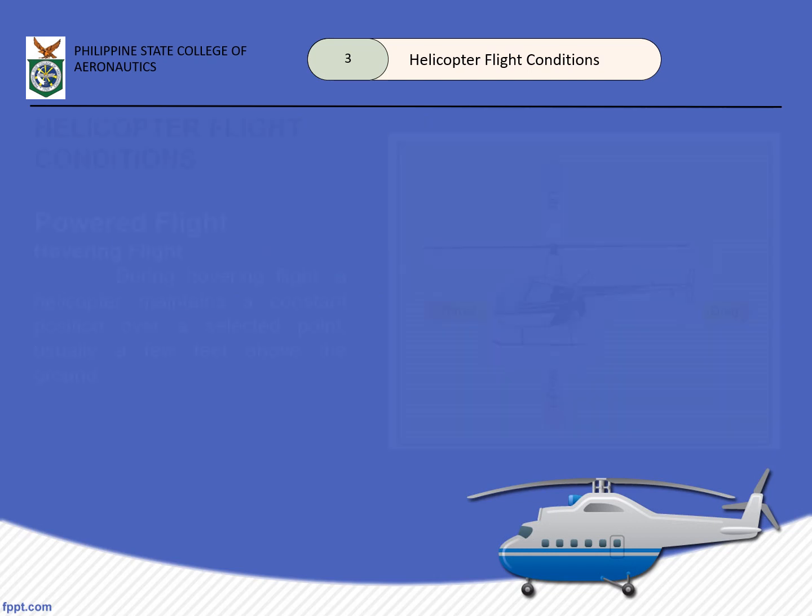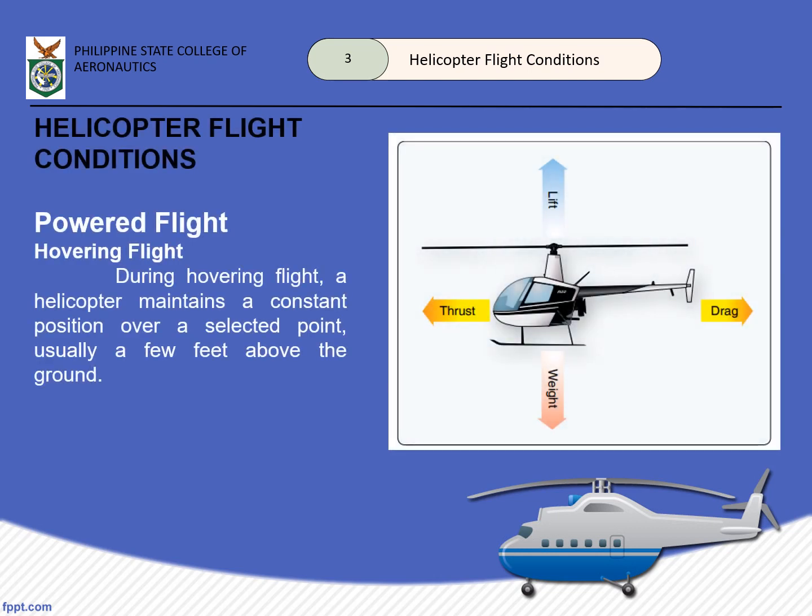So, ito yung una na nabanggit, which is the hovering flight. So, during hovering flight, a helicopter maintains a constant position over a selected point, usually a few feet above the ground. So, most challenging part ng pagpapalipad ng heli, yung ating hovering. Bakit? Kasi constant control inputs yung and corrections yung kailangan natin from pilot. So, complex ito since it involves a number of inputs, but the inputs are pretty basic. Ang nagpapahirap lang is yung interactions and yung inputs.